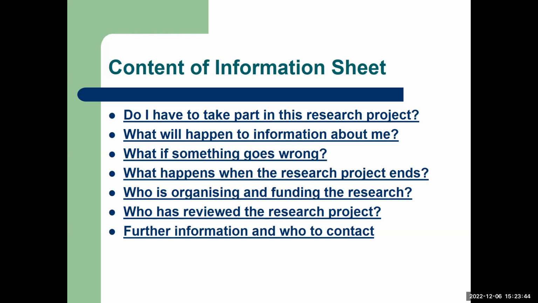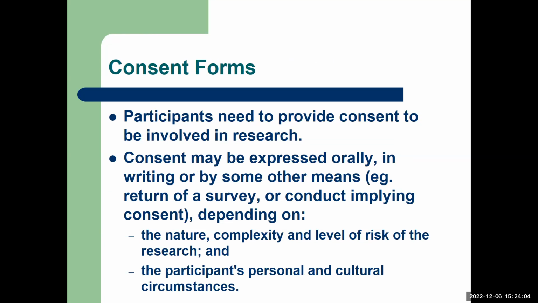So those are really essentially the kinds of things you need to have in the information sheet that you are going to provide the patient or the participants before they take part in your study. So from that, you then move on to the consent form. The information sheet is an integral part of the consent form. And we know that all participants need to provide informed, valid, preferably written consent to be involved in research. It can be expressed orally or verbally, in writing, etc. But it's going to depend on the nature, complexity, and the level of risk of the research, and also maybe in some instances, the participants' personal and cultural circumstances.